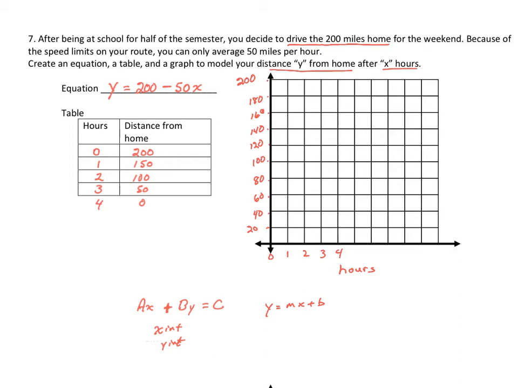0, 200. Boom. 0 hours into the journey, we're 200 miles away from home. 1 hour into the journey, we're 150 miles away from home. It's right between 140 and 160. 2 hours into the journey, we're 100 miles away from home. 3 hours into the journey, we're 50 miles away from home. So that would be right there. 4 hours into the journey, we are at home, 0 miles away from home. And there's our line. So let's draw that. Okay, fantastic.